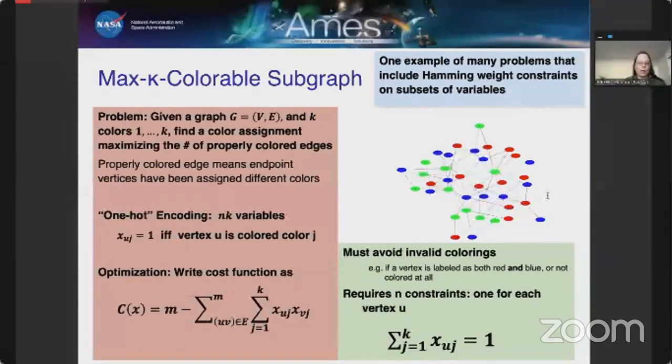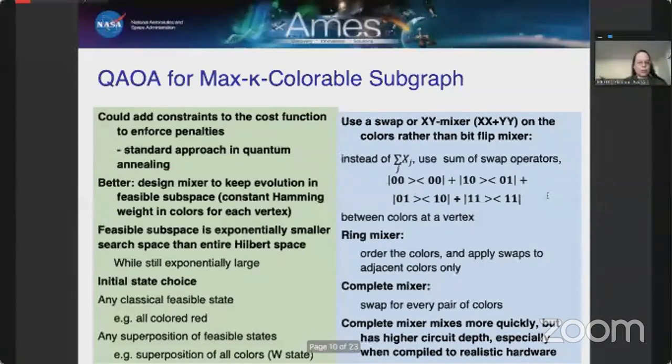So instead, we want to use a swap or XY mixer that just swaps colors at a vertex, so that your vertices stay with just a single color. There are a few different possibilities there. You can order all of the colors and do a ring mixer where there are only swaps between adjacent colors, or you could do a complete mixer that swaps between every pair of colors, or something in between the two. There are a variety of possibilities. That's one of the interesting things here, and there are trade-offs between the implementability of these mixers and how much mixing they do.